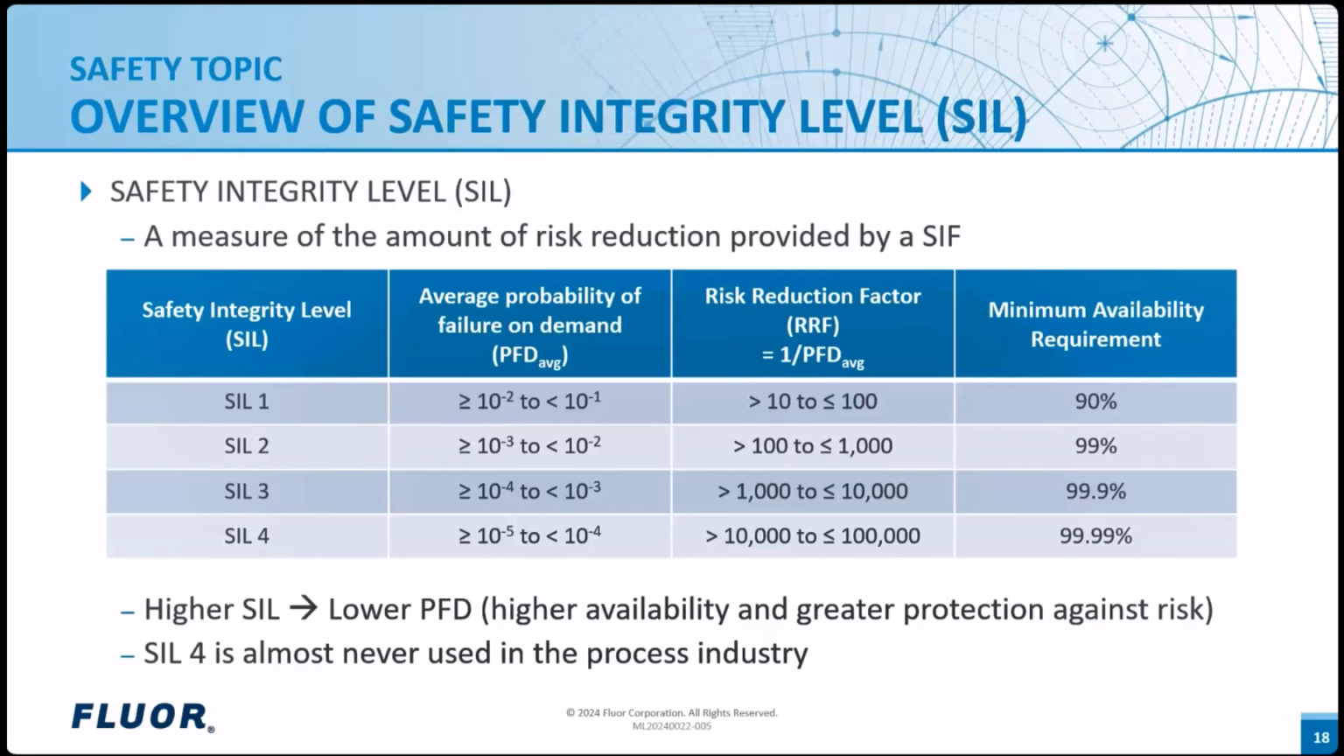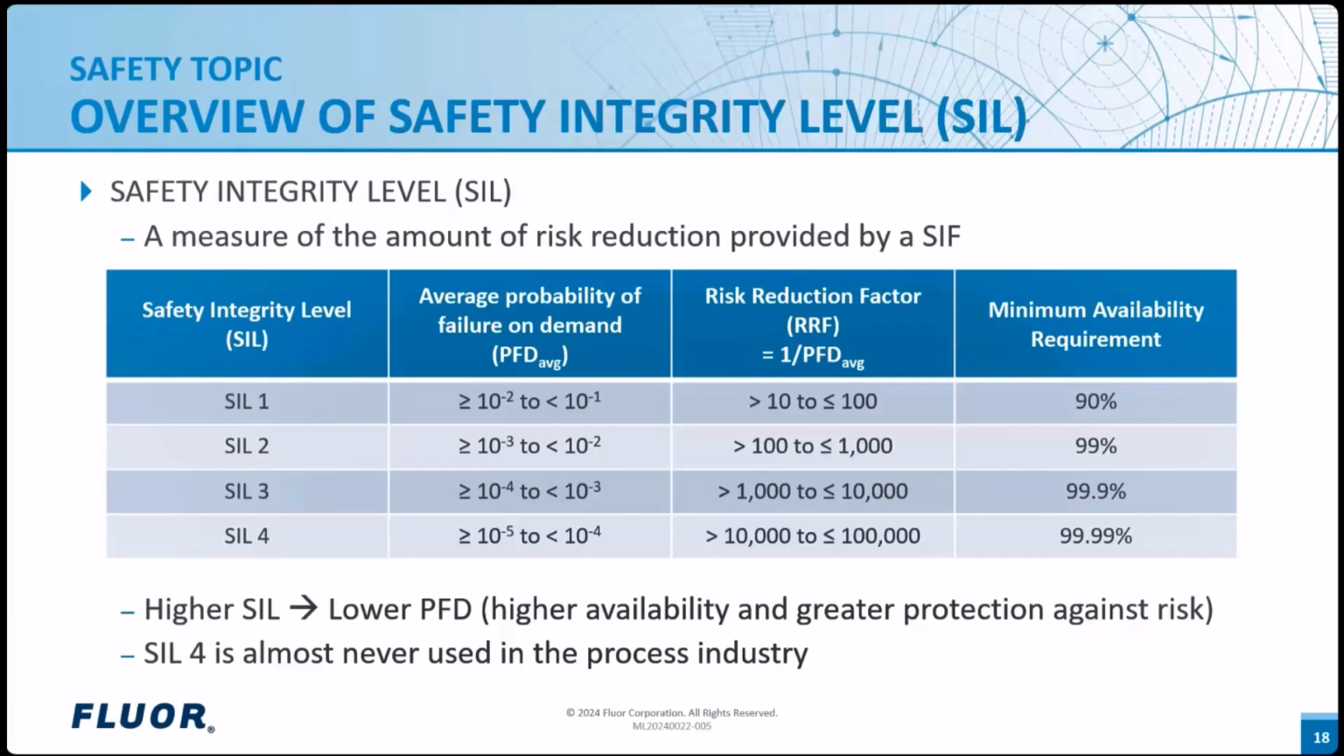Say, for example, you want to reduce risk from once every 10 years to less than once every 10,000 years. That means a risk reduction factor higher than 1,000 is needed, and you need SIL 3.